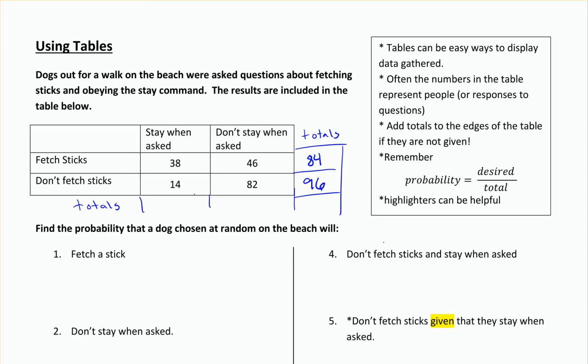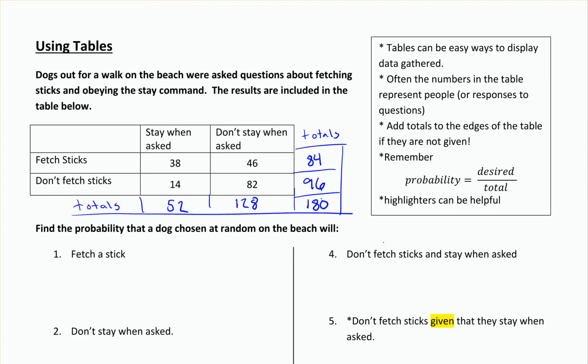And same, we want to add vertically here, so the total number of dogs that stay when asked would be 38 and 14. Adding those together, you'll get 52. And the ones that don't stay, 46 and 82, you get 128. So we get our totals across the rows and across the columns, and then we want to know how many total dogs were surveyed here on the beach. So this way you can either add up 84 and 96, or you can add up 52 and 128.